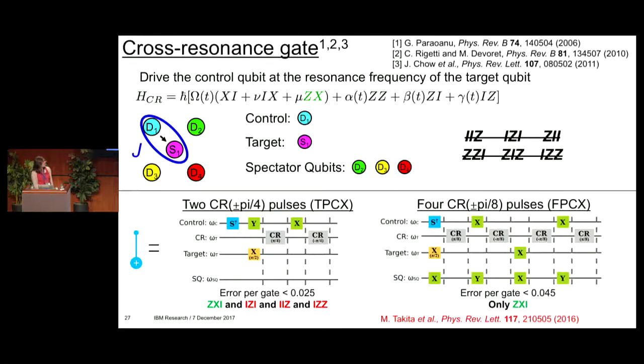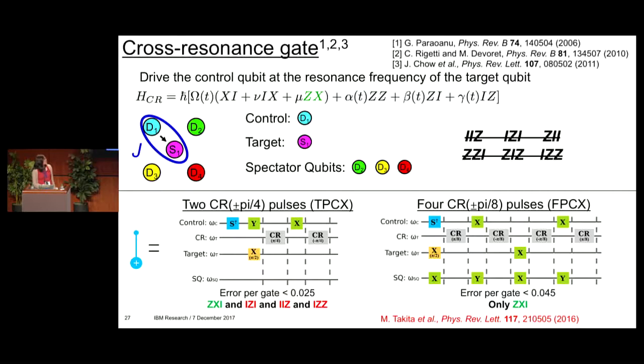So how do we get rid of that? You could use some other echoing scheme where you divide it up into 4 cross-resonance gates and do a 4-pulse CR CNOT gate. So by splitting these gates, you could cancel all these other Z errors.